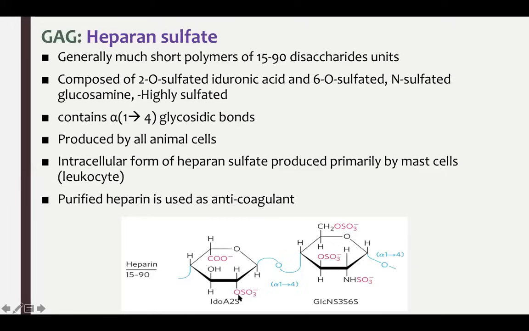Okay, so you can see here, this is the iduronate 6 sulfate and iduronate 2 sulfate, and this is the N-sulfated glucosamine. So you can see here, this molecule is highly sulfated. There are 4 molecules of sulfate, 1, 2, 3, 4. So this is very rich in sulfate molecules, and the bond is alpha 1 to 4 glycosidic bond. This is mainly produced by animal cells, and mainly by the mast cell, which is a type of leukocyte cell.